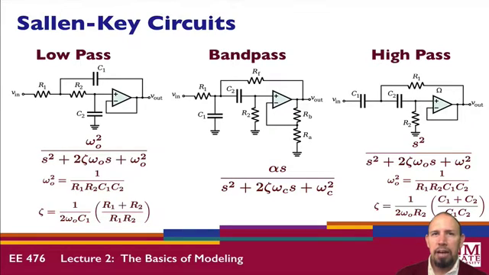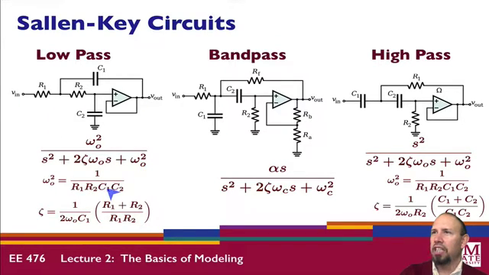The next type of single stage op-amp circuits use something called a Sallen-Key circuit, and there are three possibilities for this. We can have a low pass characteristic, a band pass characteristic, or a high pass characteristic. Notice that the high pass and the low pass are very similar to one another, with the R's and C's switched. Here's the transfer function that we get for this circuit. This is like your standard second order prototype. It can be implemented using 2 R's and 2 C's.